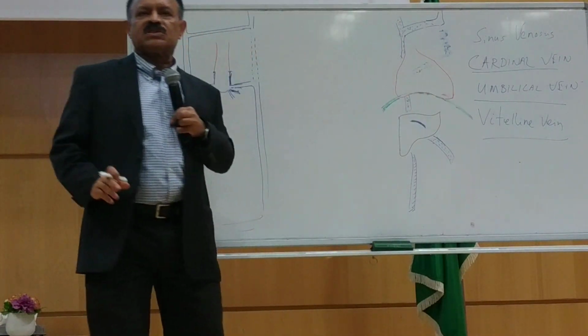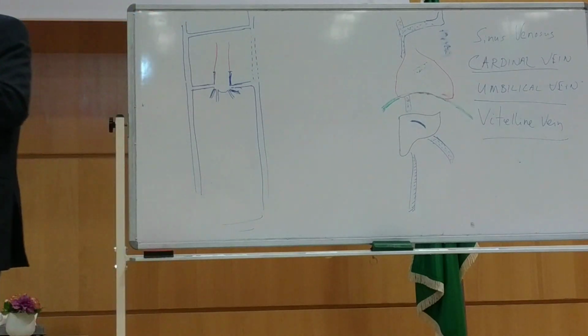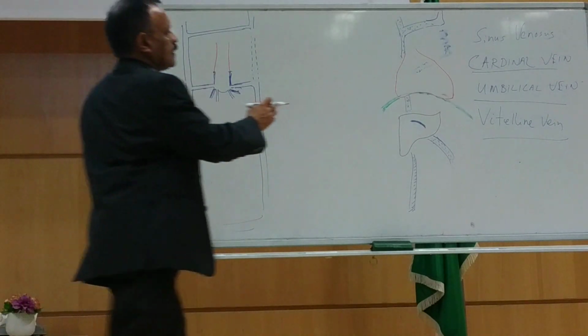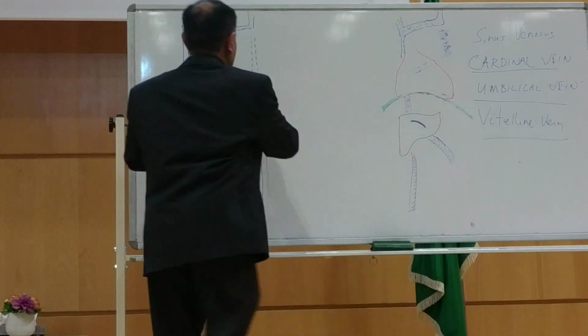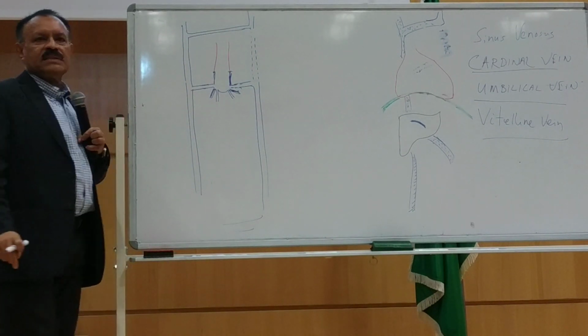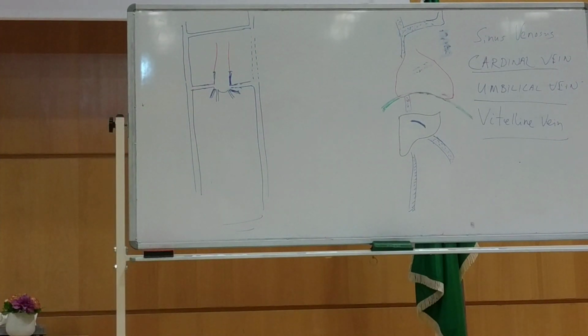Those who have studied the heart by now have realized that there is a structure behind the heart called the coronary sinus. Have you heard the name? Yes. This is the coronary sinus. This is coming from this part, which is the left common cardinal vein. Coronary sinus comes from the left common cardinal vein. Is that difficult?